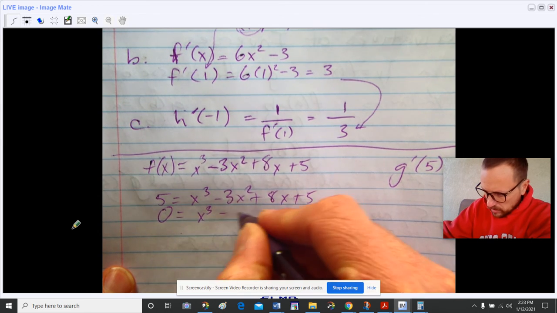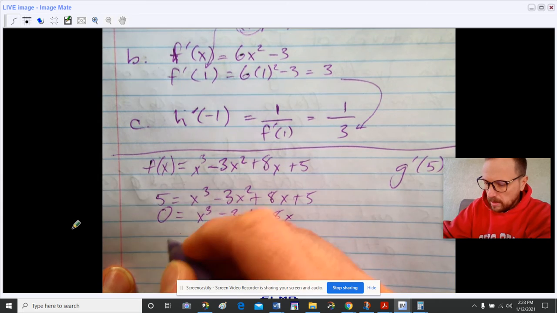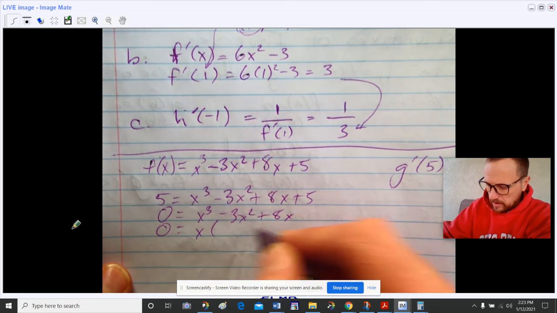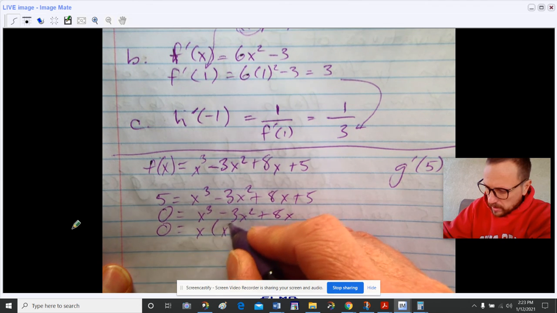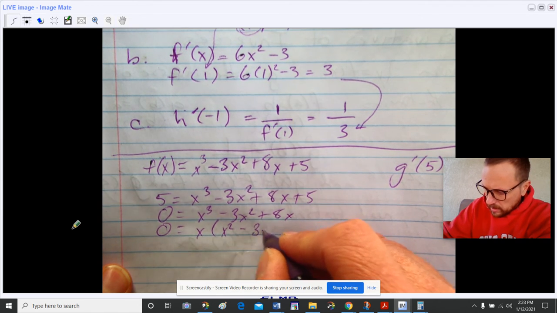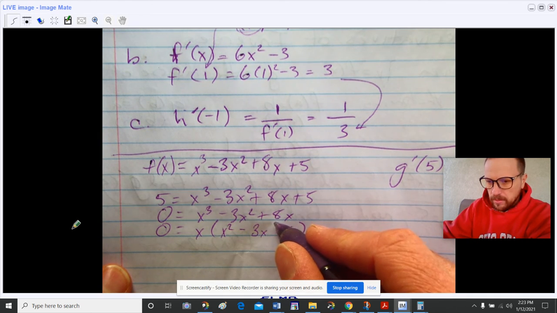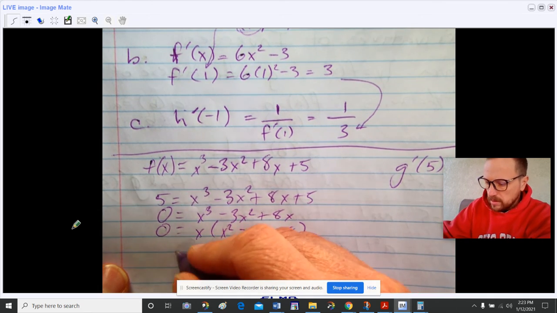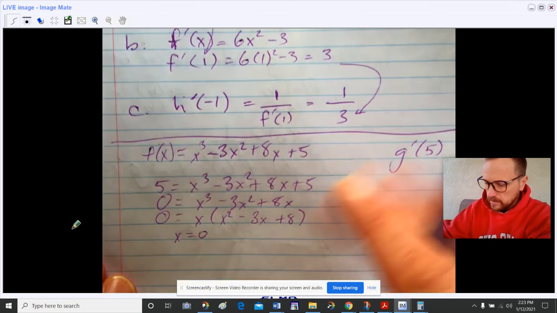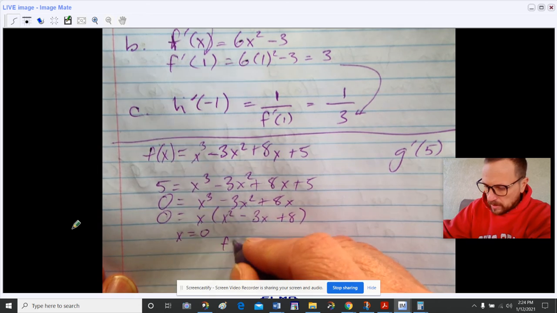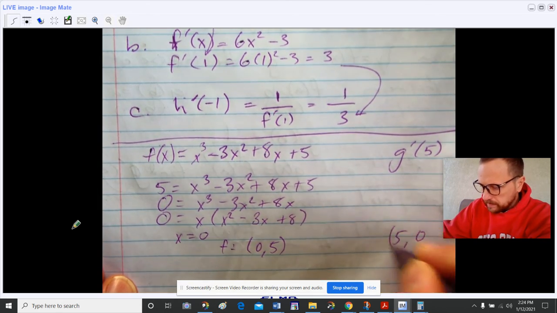So x cubed minus 3x squared plus 8x. Oh, wait a minute, I can factor that. It's going to be x times x squared minus 3x plus 8. Well, this is unfactorable. So x equals 0. That means our f coordinate is going to be 0, 5. Our g coordinate then is 5, 0.